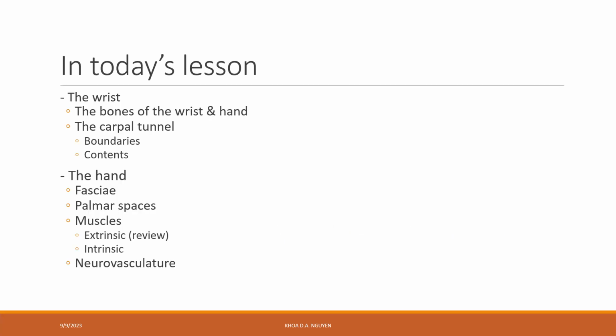So now in lesson 7, we will learn about the wrist and we will go over the bones of the wrist and hand. The bones of the wrist and the hand should be reviewed for you since we have already been studying it in the first lesson anyway. So now we'll just have a little bit of a review before we're moving on to another structure that is one of the most important structures in this region, that is the carpal tunnel.